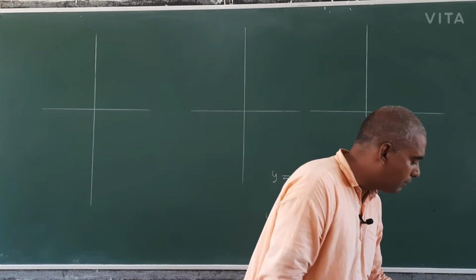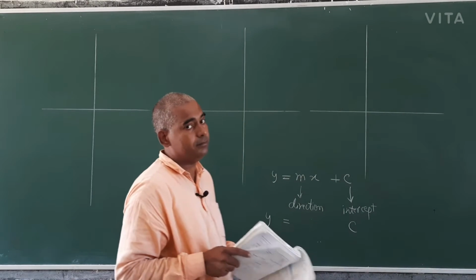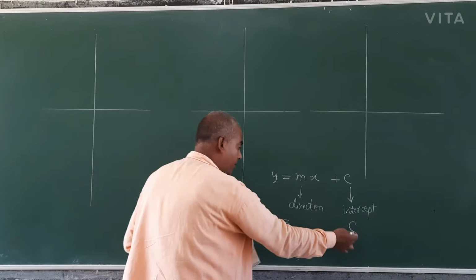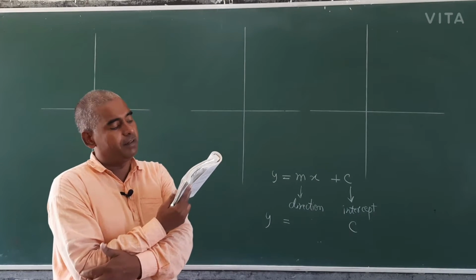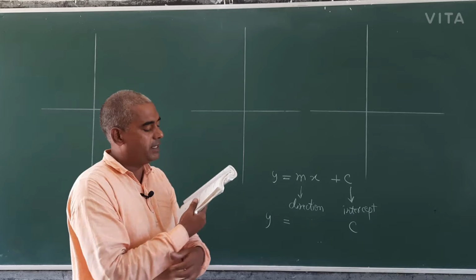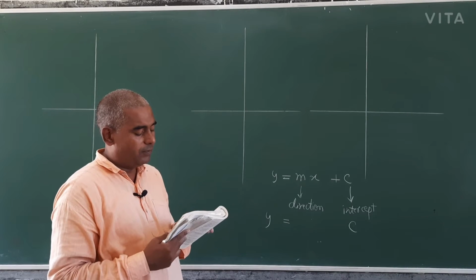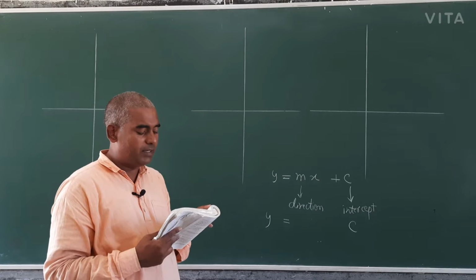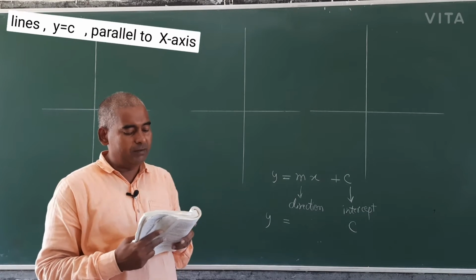This is exercise 4.4, question number 1, page number 77. Give the geometrical representation of y is equal to 3 as an equation, first in one variable and second in two variables. So don't be confused about one variable and two variables. Later I will tell you.